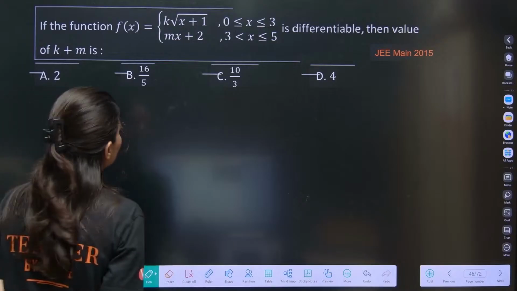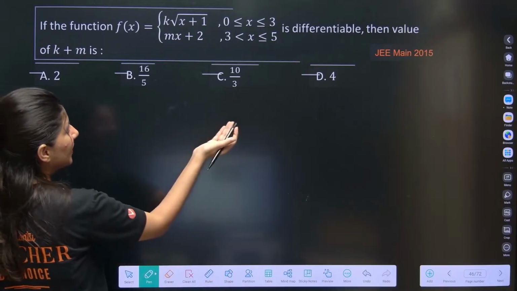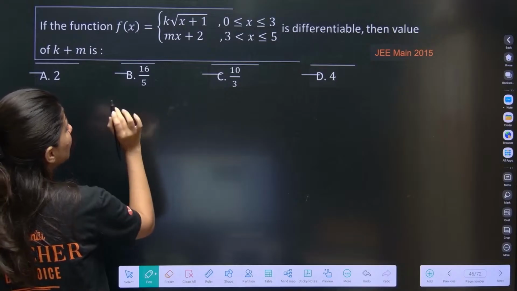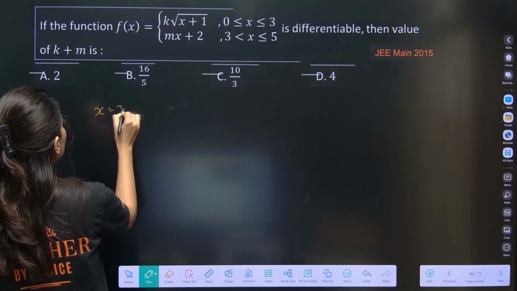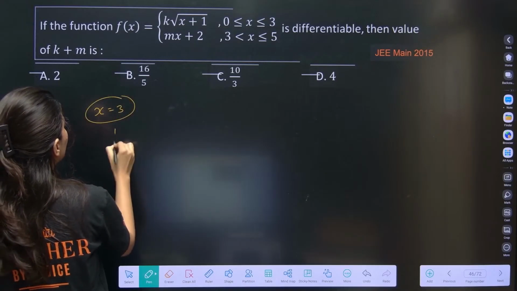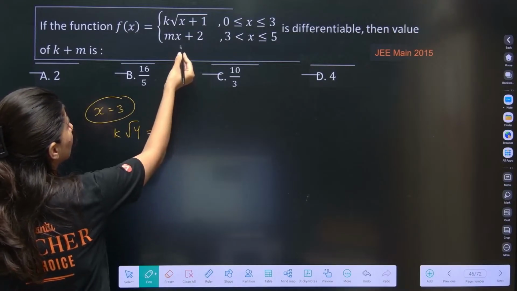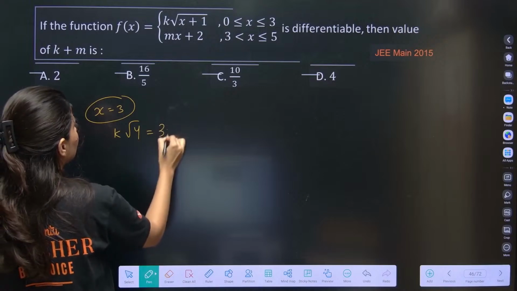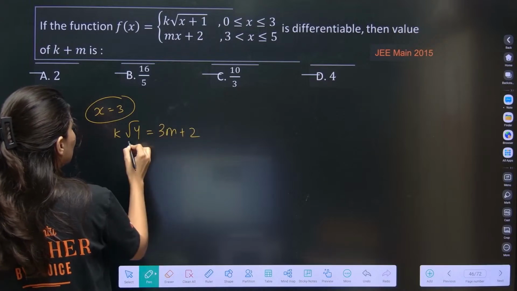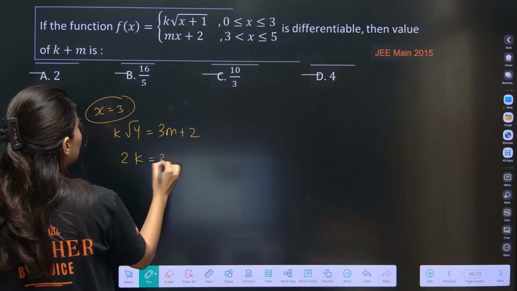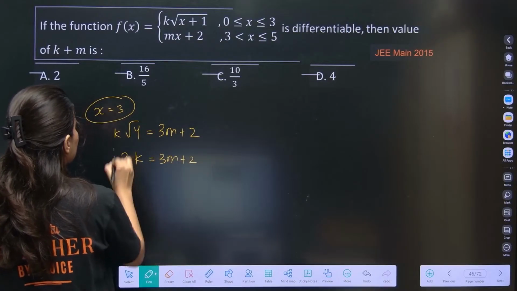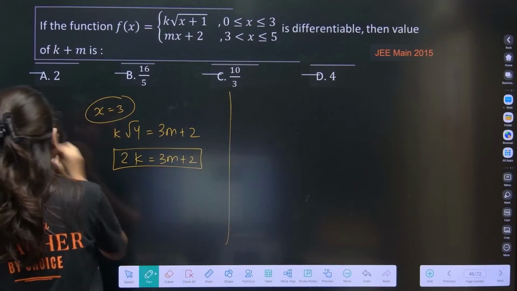So again, differentiability. I told you whenever differentiability is given, at x equals to 3 you have to check the continuity. So at 3, k root 4 is equal to what? You put 3m plus 2. So 2k is equal to 3m plus 2. This is the first equation which you are getting, continuity.